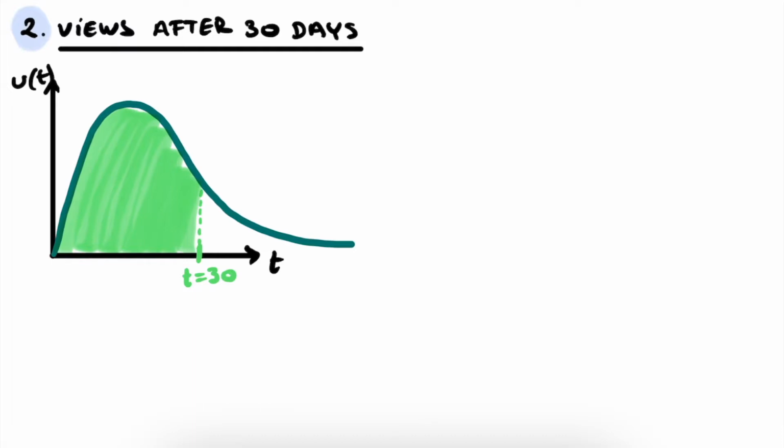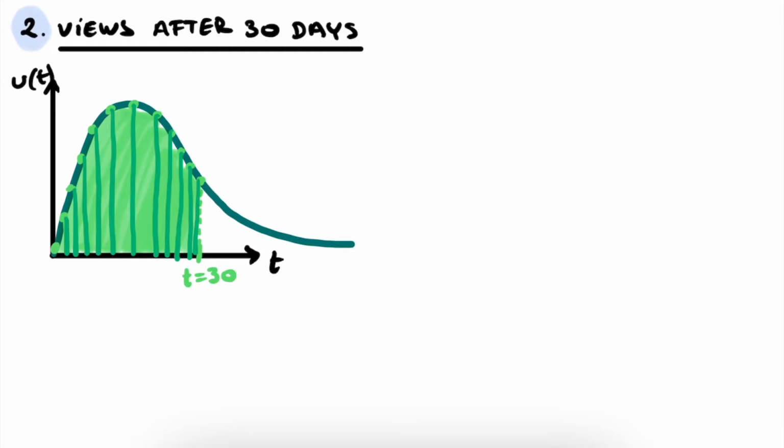Now, why exactly is this? Well, we remind ourselves that each point on this graph is the total number of views at that specific moment. And therefore, if we want to know the total number of views up to t is equal to 30, we need to add all of these values together. And since we're dealing here with a continuous function, this means taking the integral from 0 all the way up to 30, which corresponds to the area under the curve.